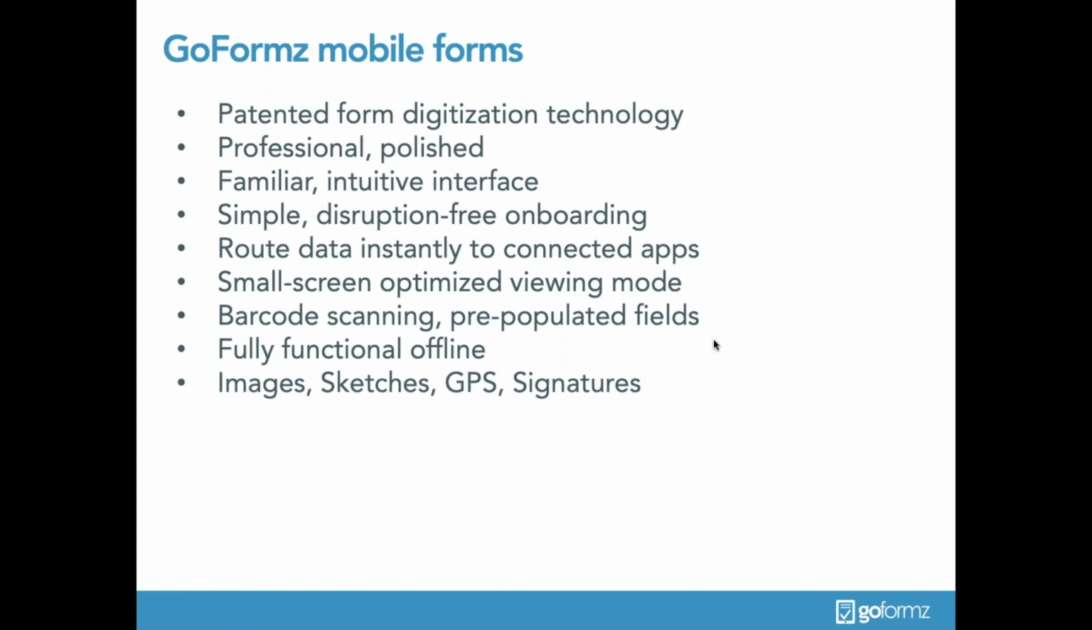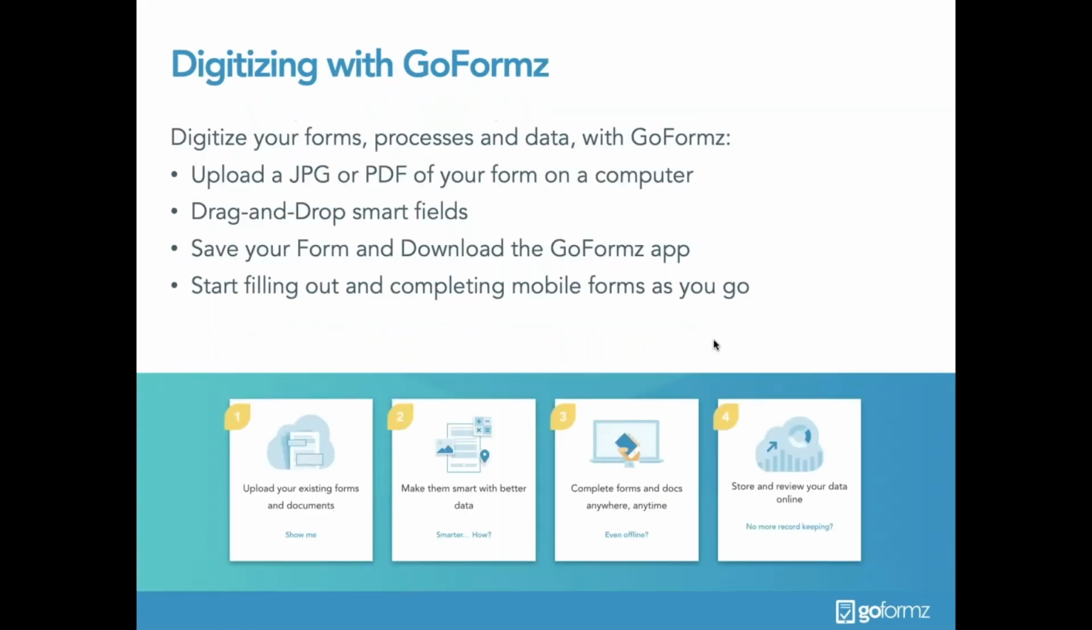So how exactly does GoForms work, you may be asking? Well, you'll start by uploading a JPEG or a PDF of your form on the computer. Then you'll drag and drop all the smart fields. Then once you hit save form and download the GoForms app, you'll be able to start filling out forms as you go. So GoForms empowers your teams to convert those existing forms to digital copies that can be used on phones, tablets, and even offline.